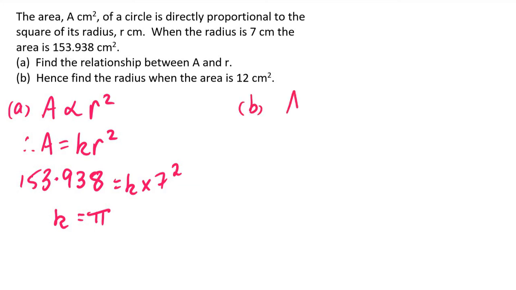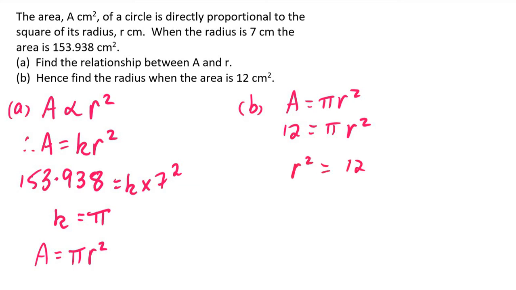Once we know that relationship, that A is equal to pi r squared, we can then use that relationship to find values. And rearranging that, we get that r squared is equal to 12 over pi, and r is the square root of 12 over pi, obviously disregarding that negative.